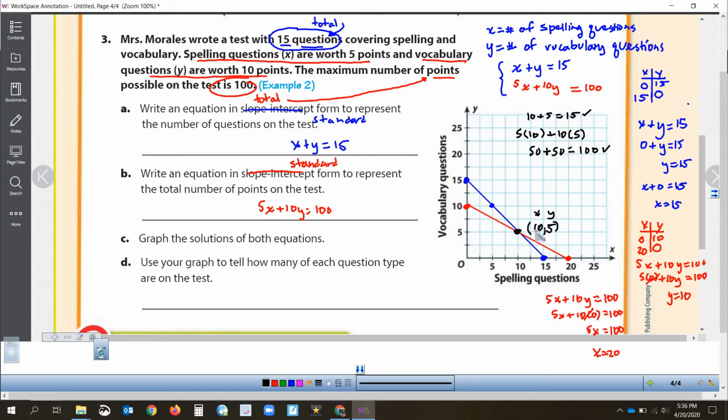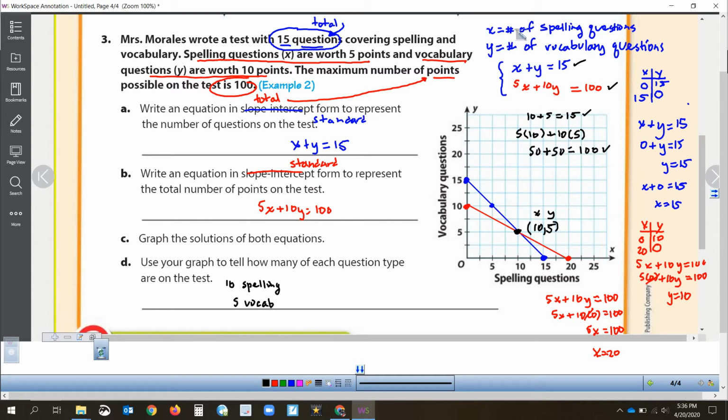So what does this tell us? Again, x is the number of spelling questions, so that means we have 10 spelling questions, and we have 5 vocab questions. And if you have 10 spelling questions and 5 vocab questions, you will have 15 questions and 100 points. All right? So there's an example of a word problem set up in standard form.